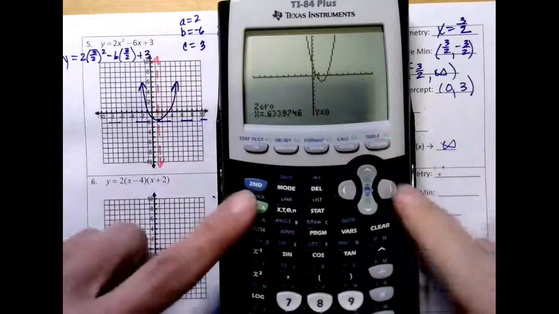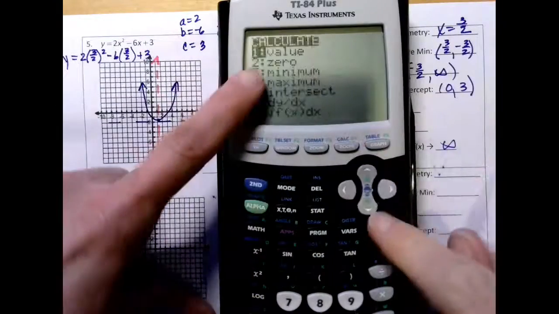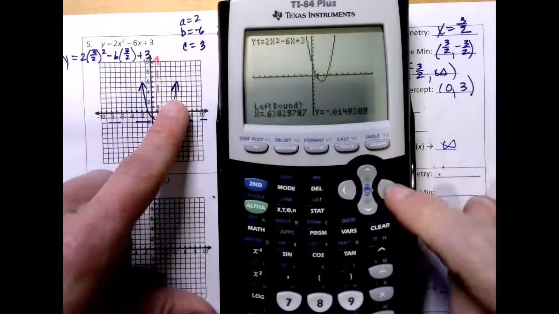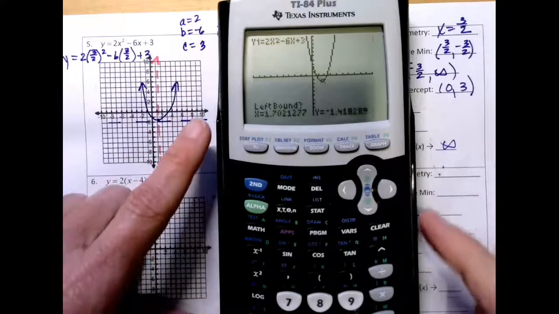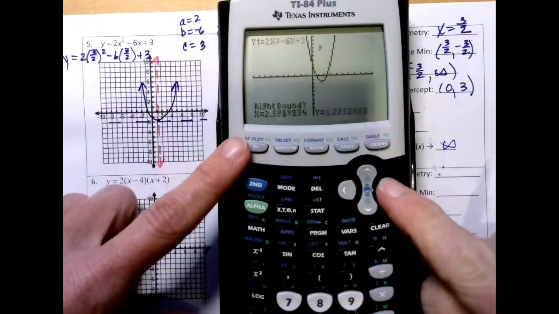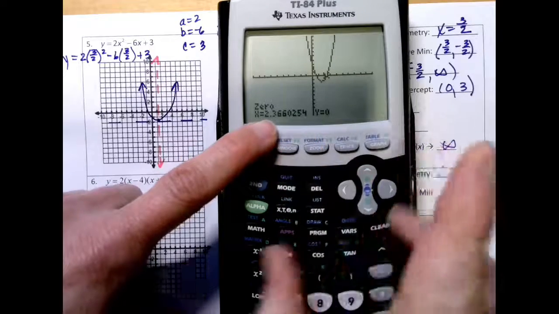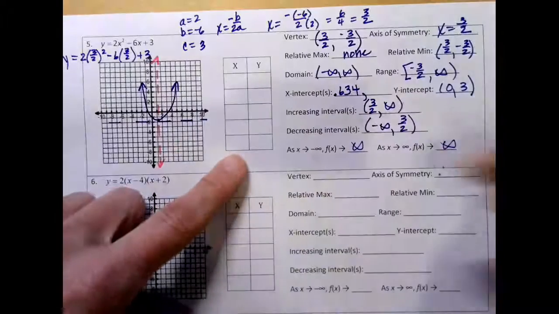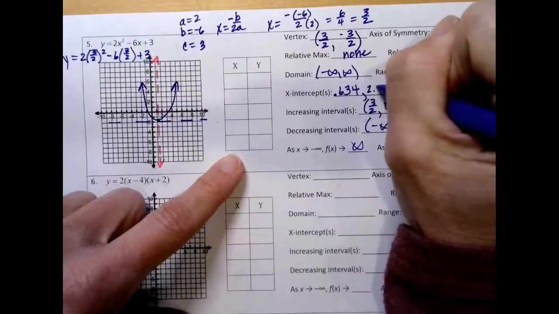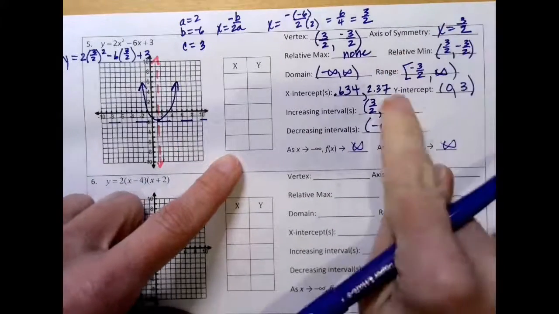I'll get my second zero by again going to second calc, choosing zero. And I'll put Mr. Blinky to the left, I'll put him to the right, press enter twice, and 2.37 is going to be my other zero.